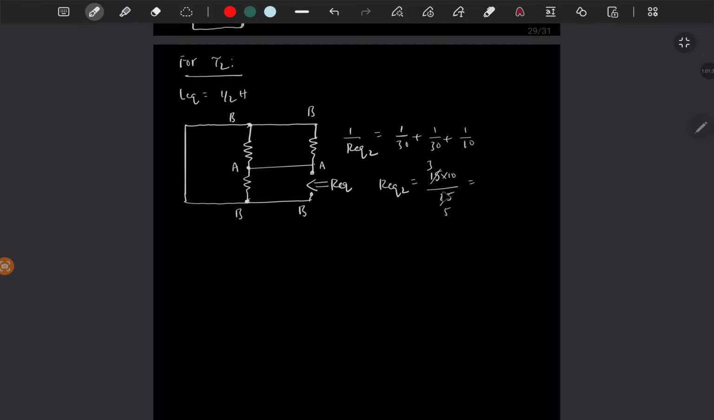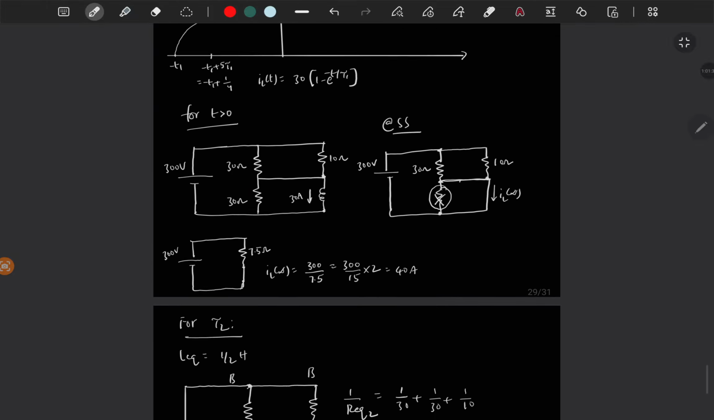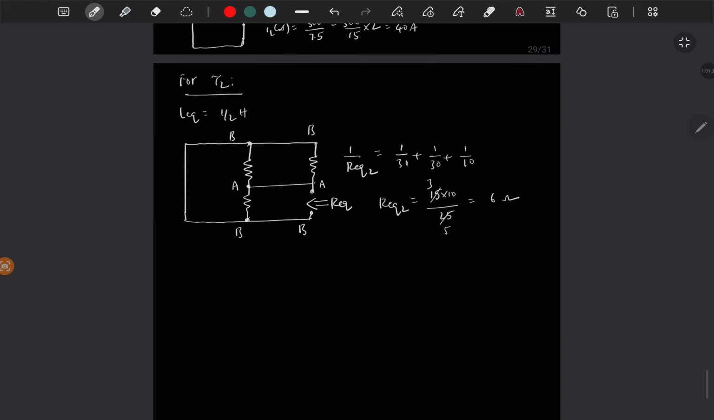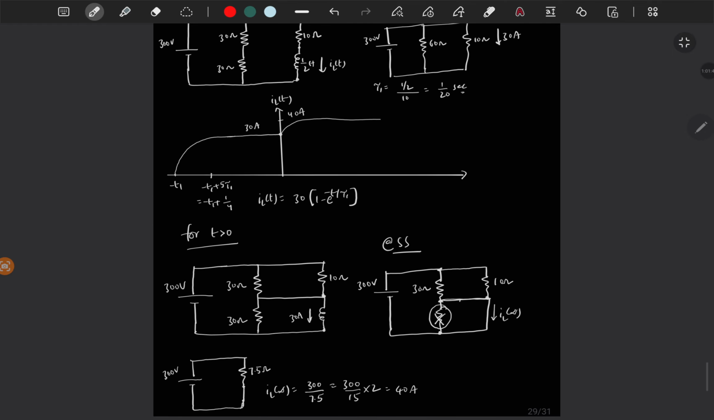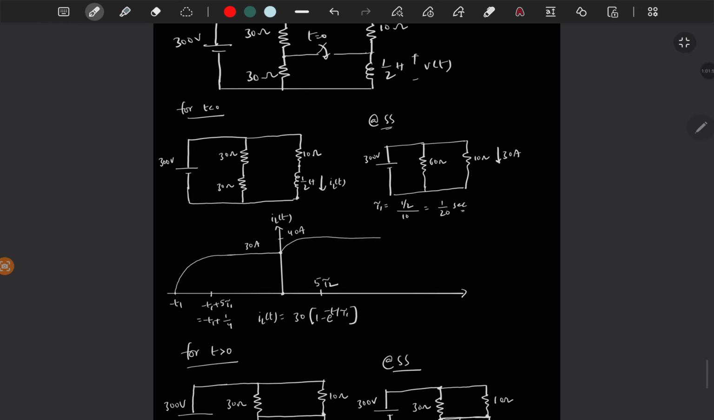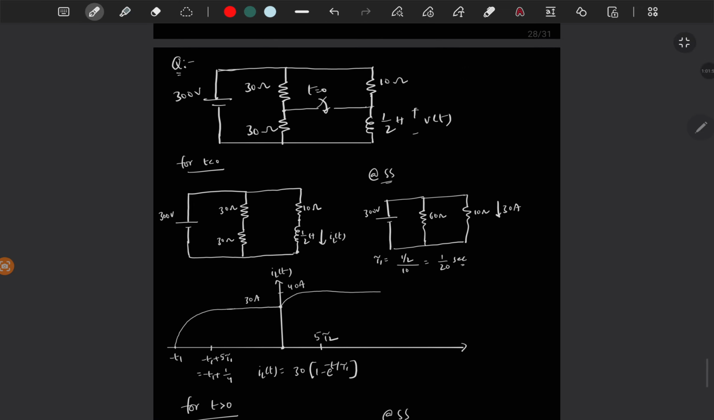3, 5, 2, 6 ohms. So tau 2 is L by R, which is 1 by 12 seconds. That is tau 2. So this will be charged to 40 amps at steady state after 5 times of tau 2 seconds. So this is about that circuit.